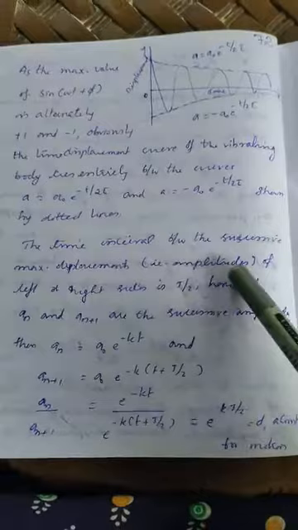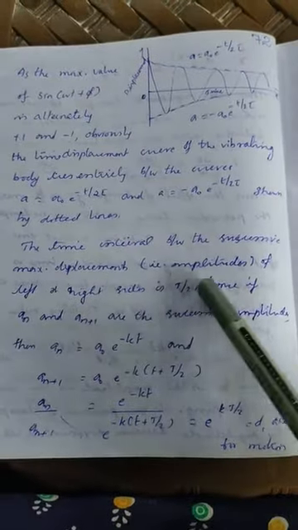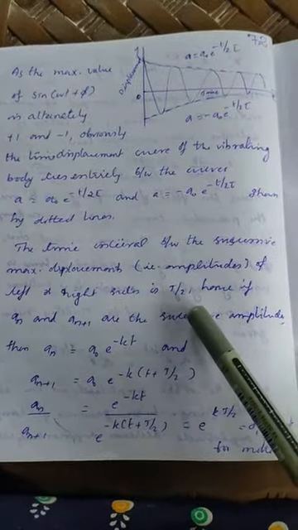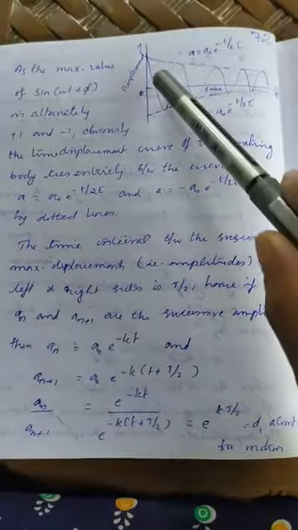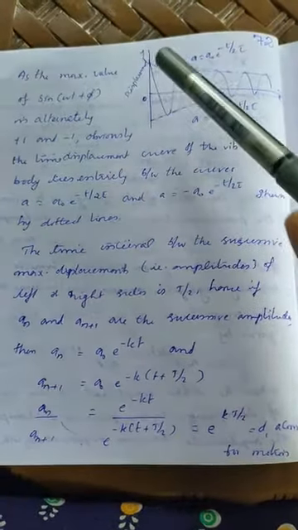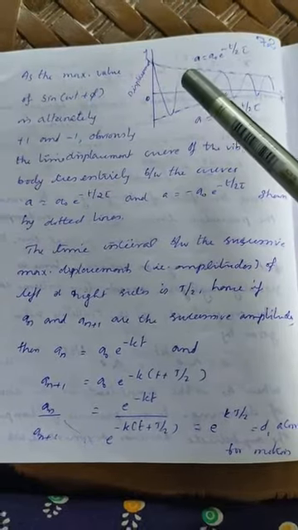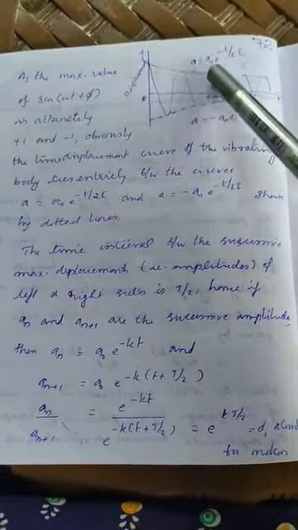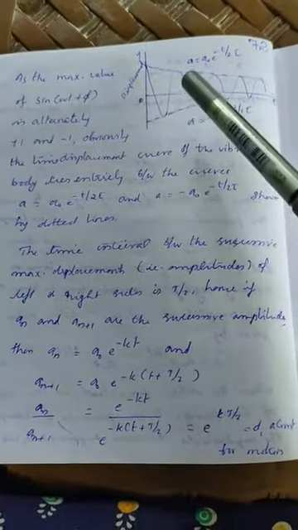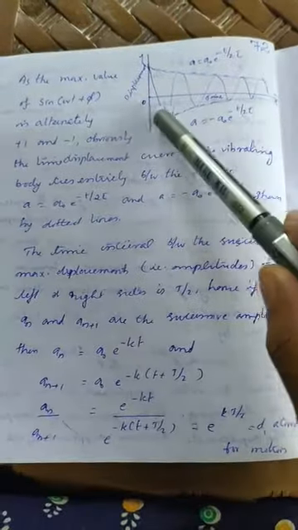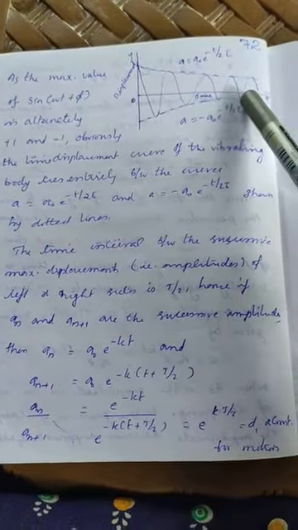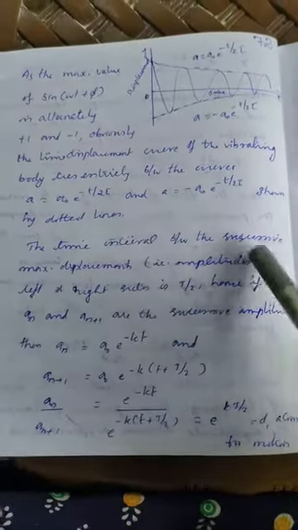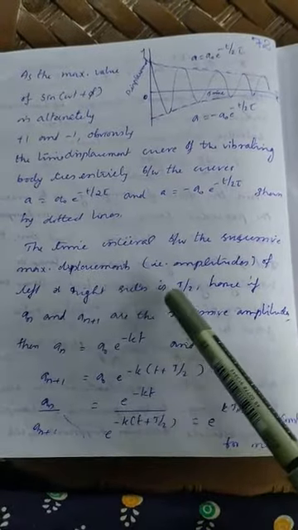The time interval between the successive maximum displacements, that is amplitudes of left and right sides, is T by 2. Successive maximum displacement means this or this. These are maxima on the positive side and these are maxima on the negative side. So what we mean is the time interval between successive maximum displacements, that is amplitudes of left and right sides, is T by 2.